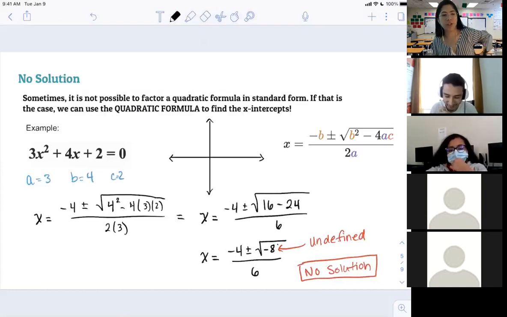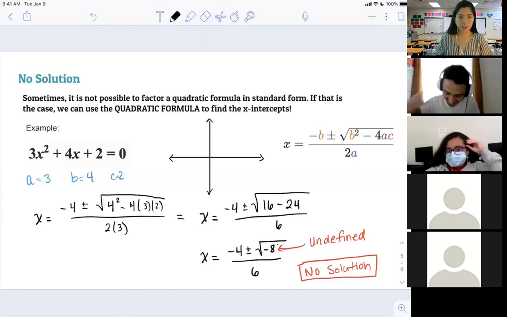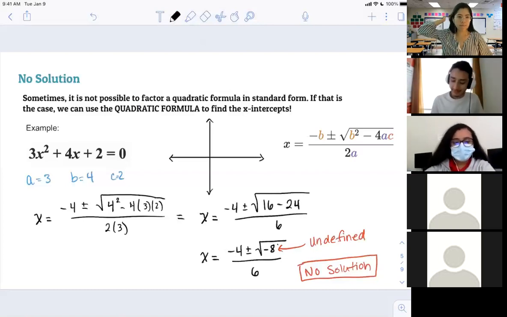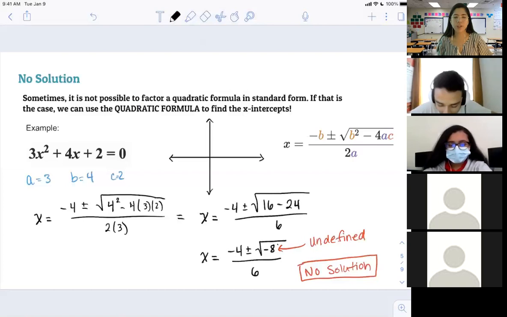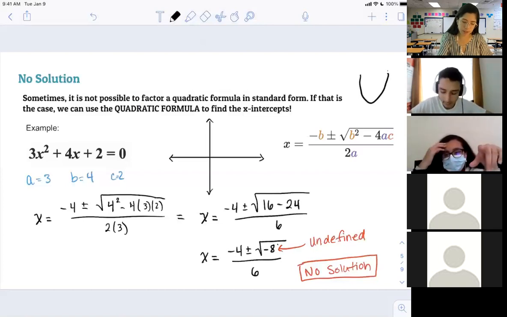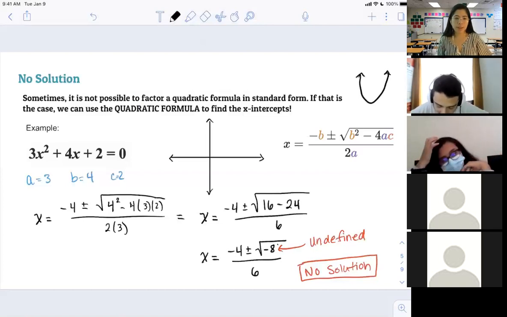It's a quadratic function, so what's the shape of it? What are all quadratic functions shaped like? A U. What's that called? A parabola. So it has to be shaped like a parabola, but what does it mean that it has no solutions?